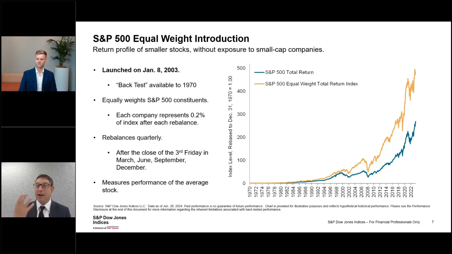If you wanted to know how did the average stock do, you'd add up all the stock performances and divide by the number that you started with. That is exactly how you calculate the return of an equal weight index. So think of the S&P 500 as representing the average dollar, the S&P 500 equal weight as representing the average S&P 500 company performance.